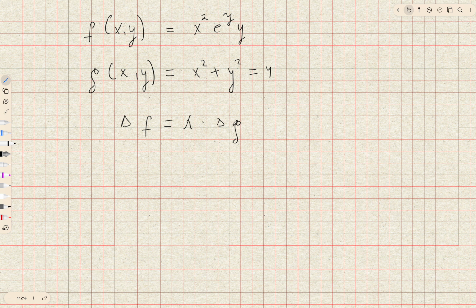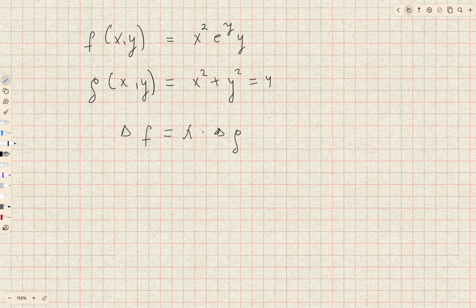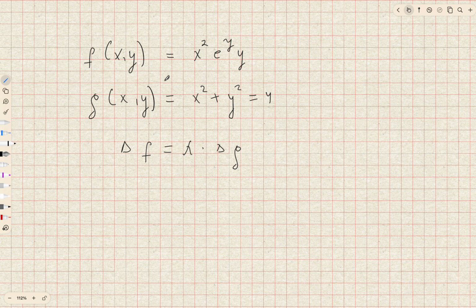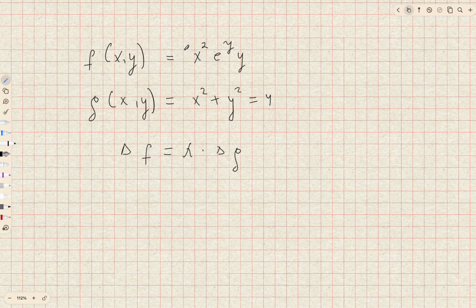In order to visualize it, we should first understand how these functions look and what kind of surfaces they form in space. As you can see, if we try to visualize the surface of our function f, we will end up in a three-dimensional space, because two dimensions are for x and y, and the third dimension is the value of f depending on x and y.